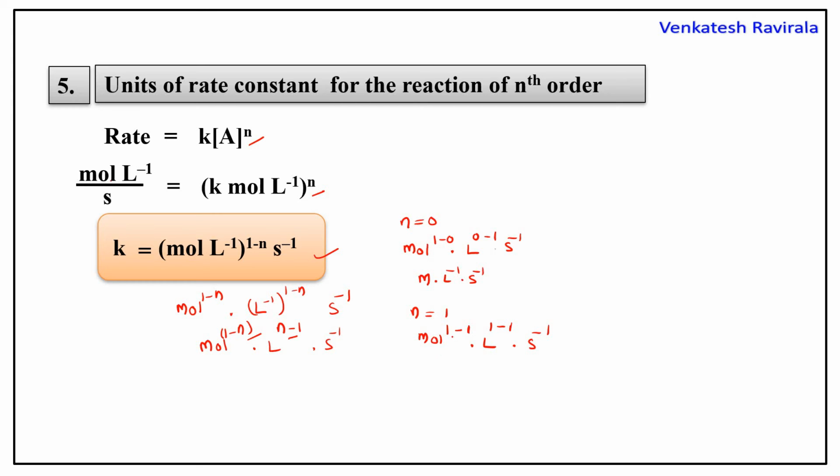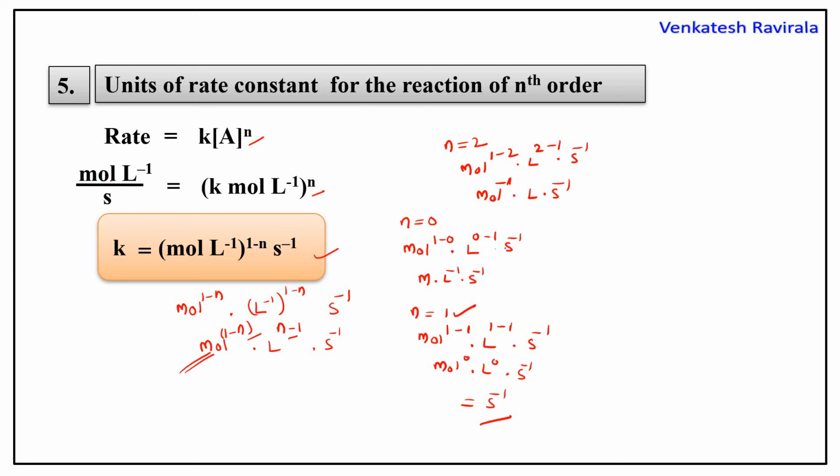What do we get here? 1 minus 1 is equal to 0: mole to the power of 0, liter to the power of 0, per second. So we are getting per second only. So the unit for first order will be per second. Similarly, we can write for n. If n is equal to 2, substitute in this formula: mole 1 minus 2, liter 2 minus 1, and per second. What we get is mole to the power of minus 1, liter 2 minus 1 equal to 1, and per second.